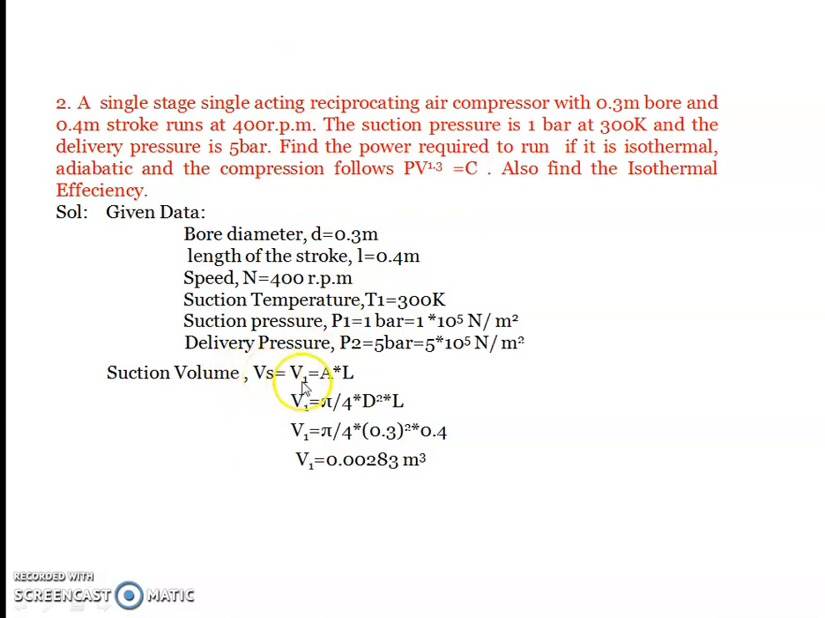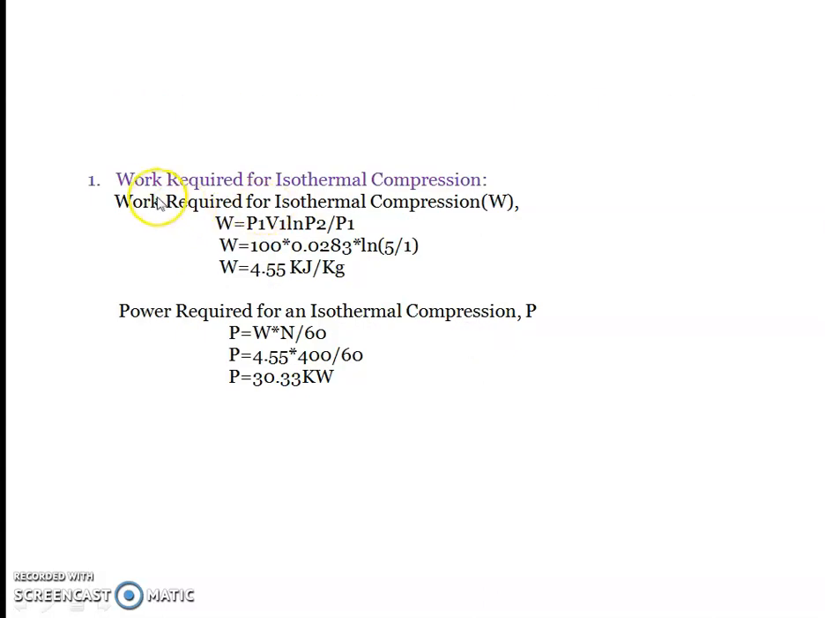So Vs is equal to initial volume V1, that is equal to area of the cylinder times stroke length. So area of the cylinder in terms of diameter is π/4 d² times L. By substituting the diameter and L as 0.3 meters and 0.4, we will get suction volume, that is initial volume, as 0.00283 meter cube. In that, the first unknown parameter is work required for isothermal compressor.